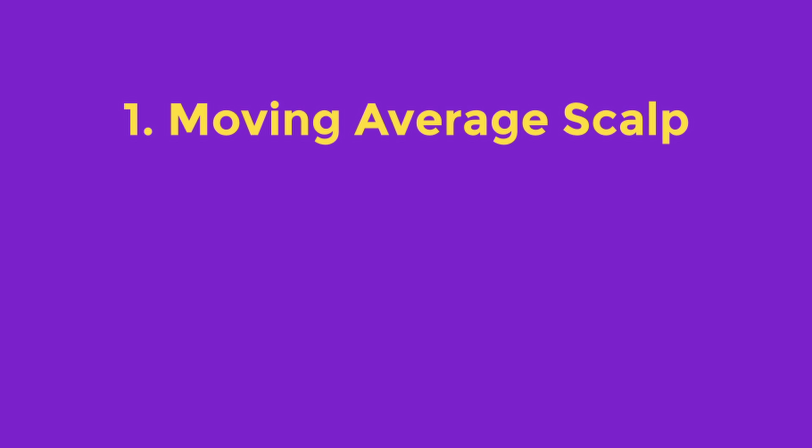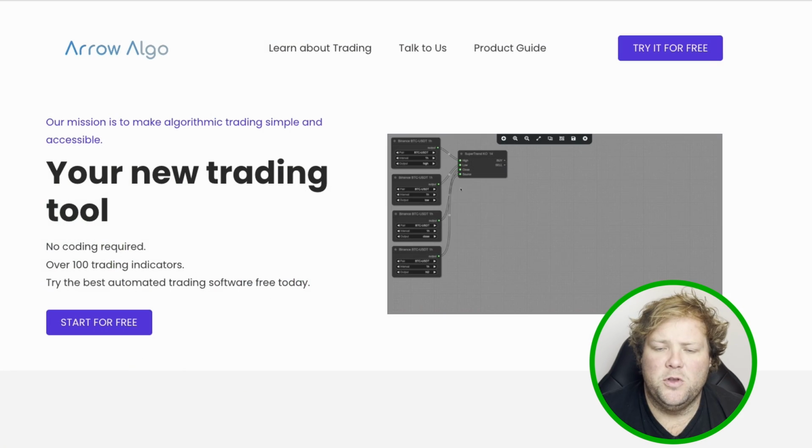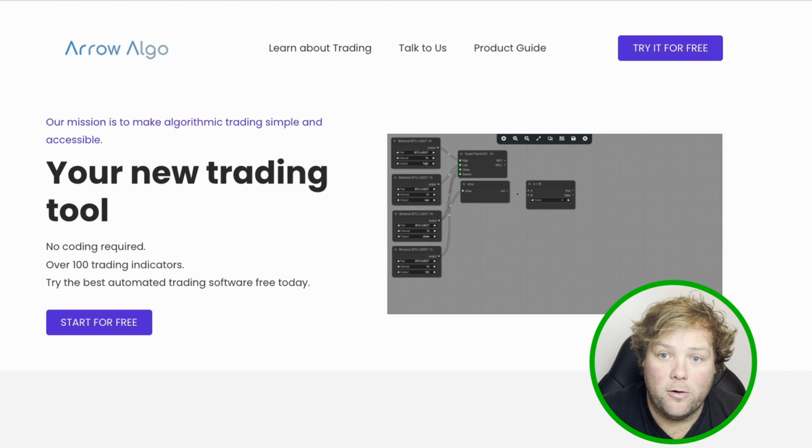So there you have it, 3 proven scalping strategies that can help you capture some quick profits in the market. Each one uses a different combination of technical indicators to give you a high probability trading setup. It works exceptionally well in short bursts over the right market conditions, especially for traders who prefer fast-paced trading and quick profits. You need to make sure that you've got the right risk management rules in place, just like the ones that I built today on Arrow Algo.